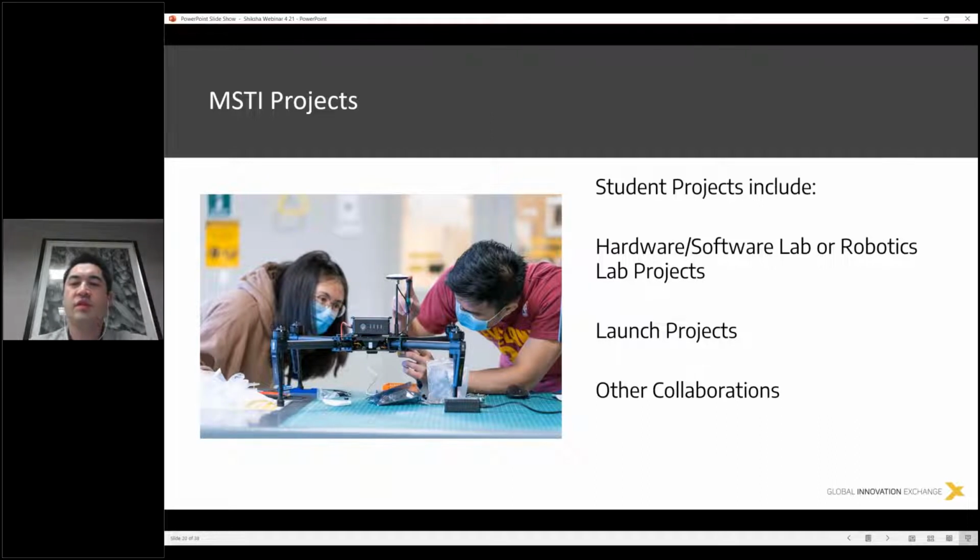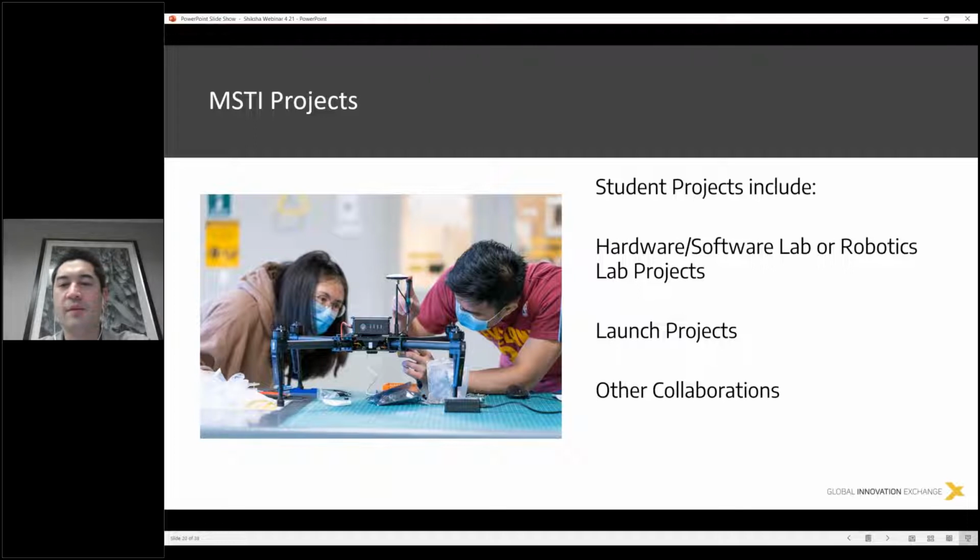So shifting gears a little bit, what I would like to do is talk a little bit about the Master of Science Technology Innovation Program through the lens of what our student projects are. And so I think looking at the projects really helps get a good idea of the skills that our students are learning and the skills that are making them such valuable candidates when they're going out to look for jobs.